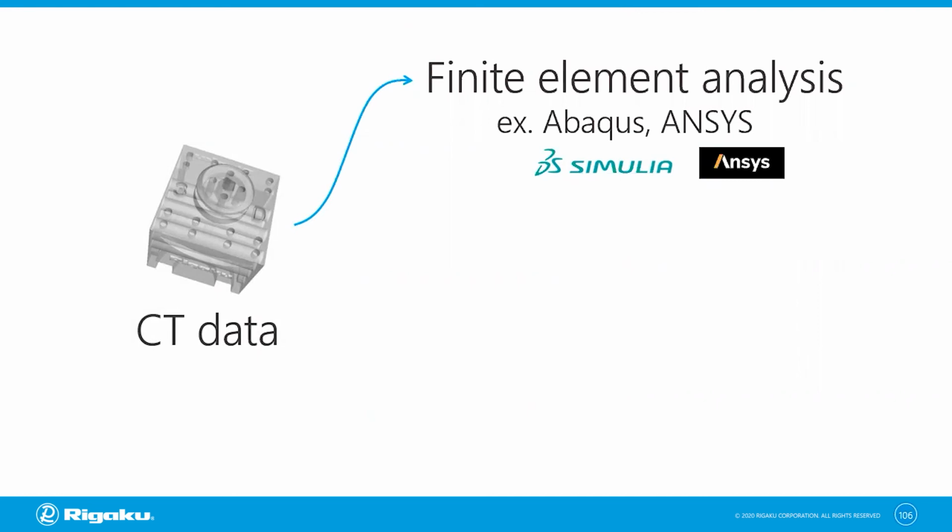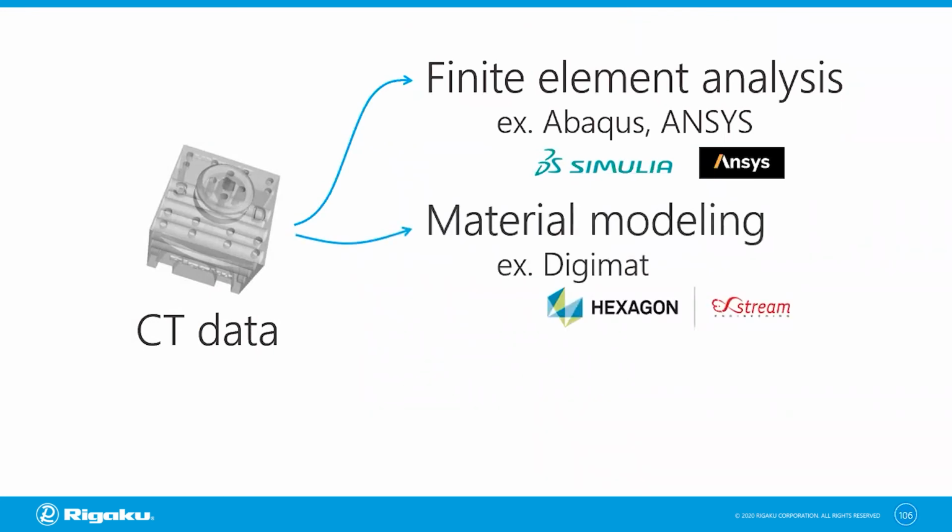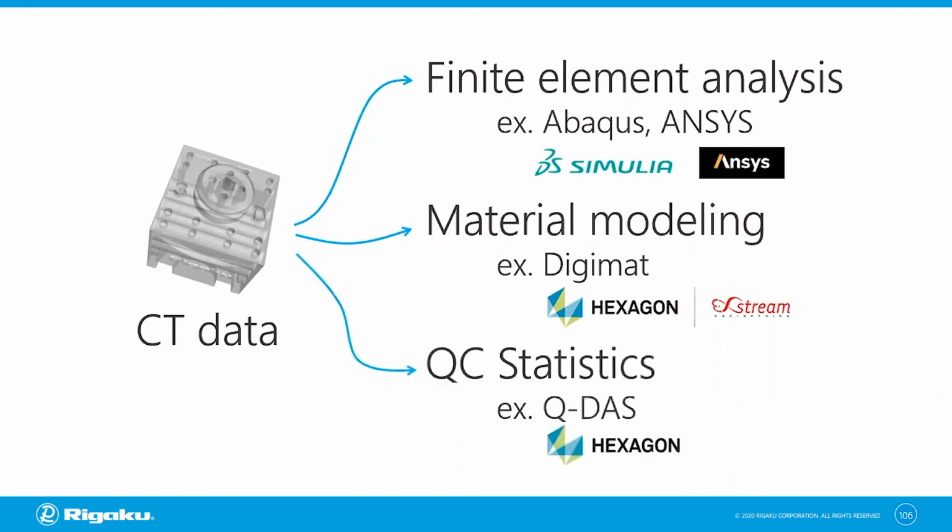You might be doing material modeling for plastic or composite materials. The same thing, you can take the CT analysis results and move on to a program like Digimat and use the CT analysis results as either a verification of your model or just additional information. You might be using CT scan for quality control. Then what you care about is the statistics of the test results. Again, you can do the same thing. You test multiple components using CT and take the results to a program like QDAS for QC statistics analysis.